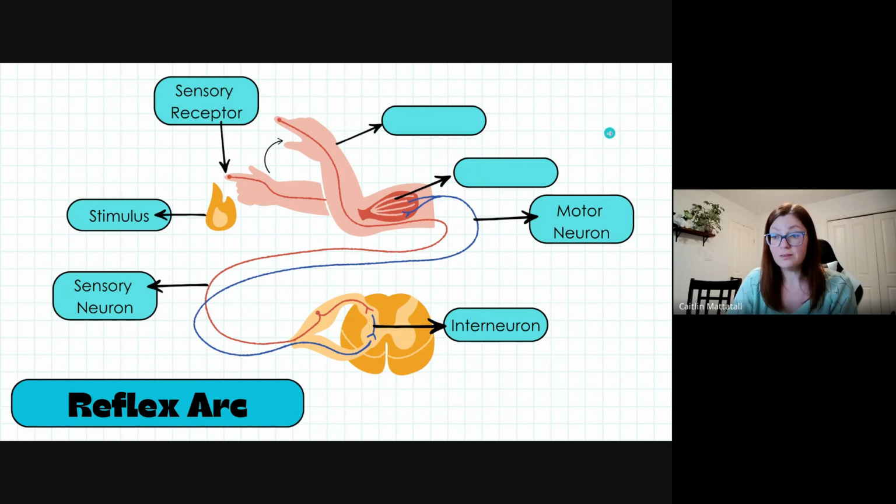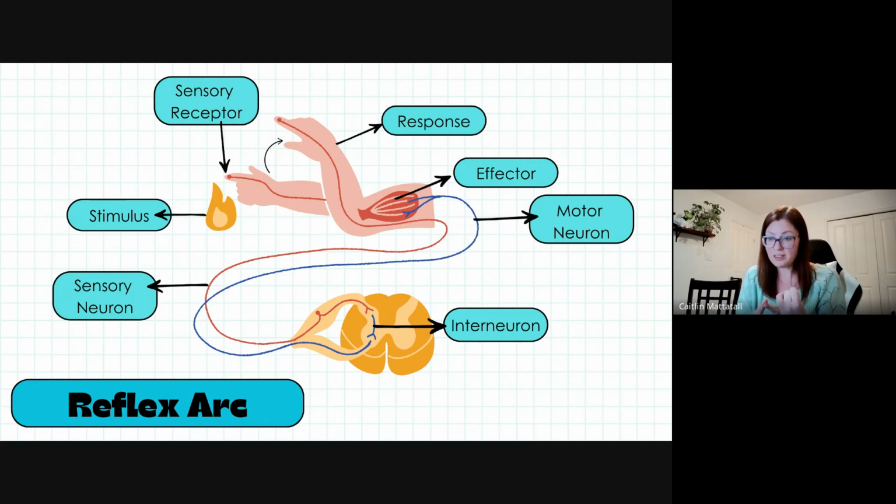The muscle, again, is usually referred to as the effector because it's going to cause an effect of some sort. And the effector, in this case the muscle, is going to contract, causing a response, which in this case is the hand moving away from the fire that this person is sticking their finger in for some reason. Just like I, for some reason, stuck my hand on a hot stove.